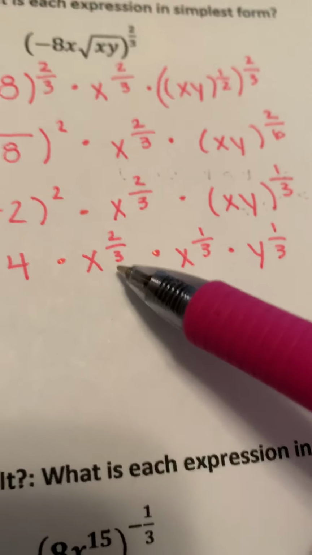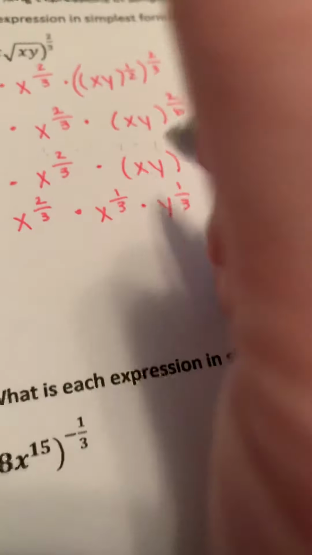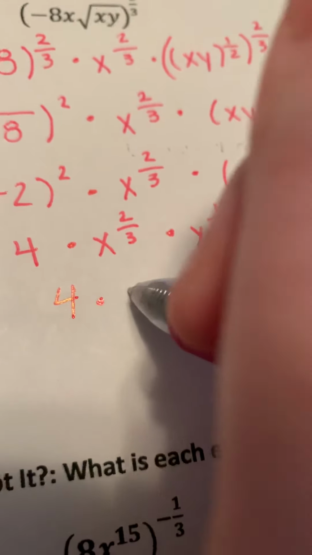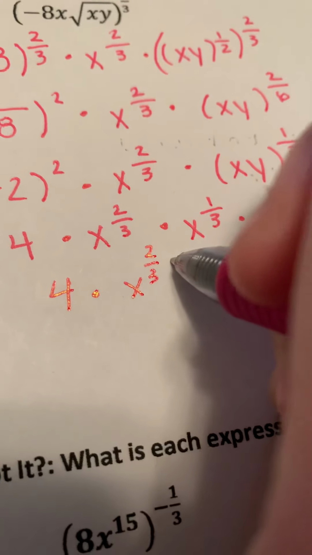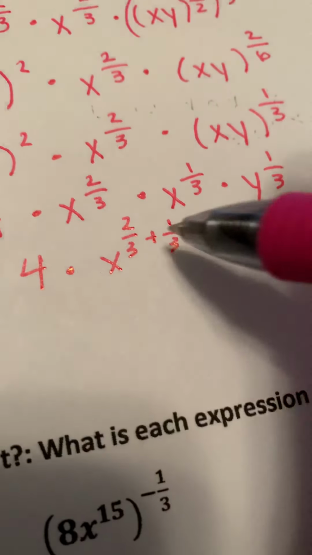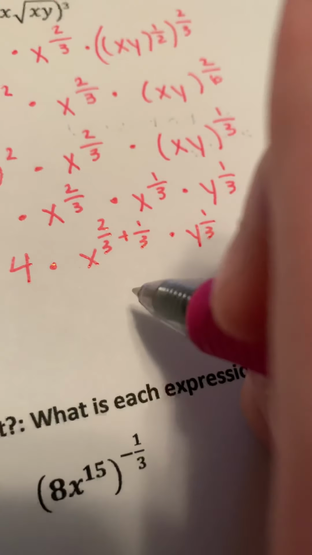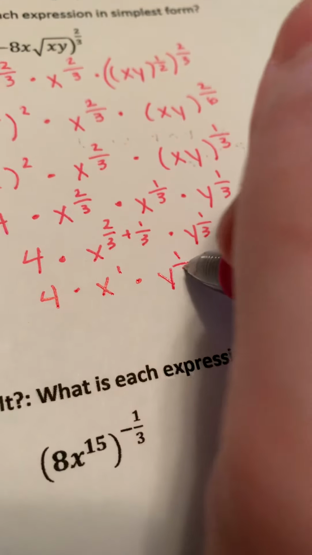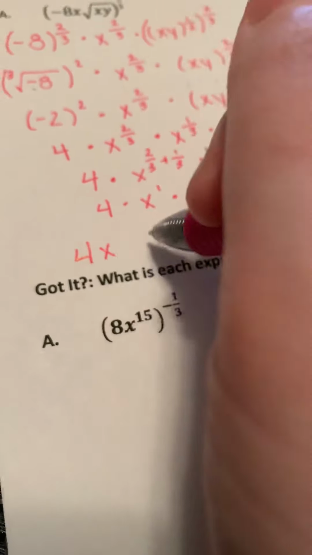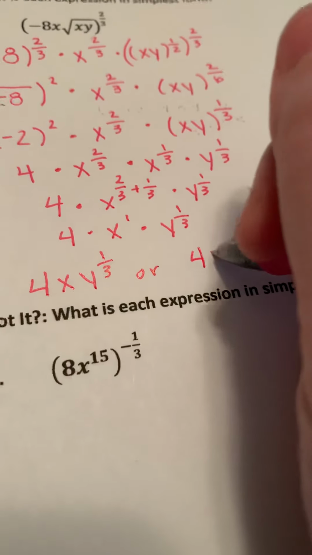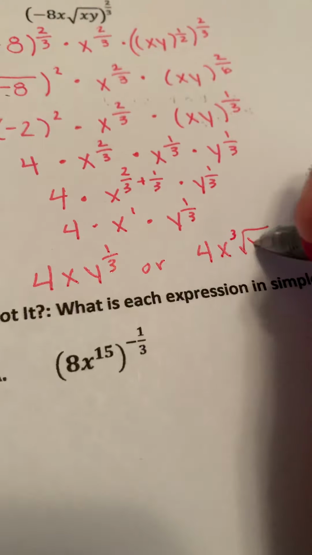So we see how we have an x to the 2/3 and an x to the 1/3, and they're multiplied. So we can add these exponents. So I'm going to rewrite this as 4 times x to the 2/3 plus 1/3 times y to the 1/3. We know 2/3 plus 1/3 is 1. So then we can rewrite our final answer as 4xy to the 1/3, or you can rewrite it as 4x cubed root y.